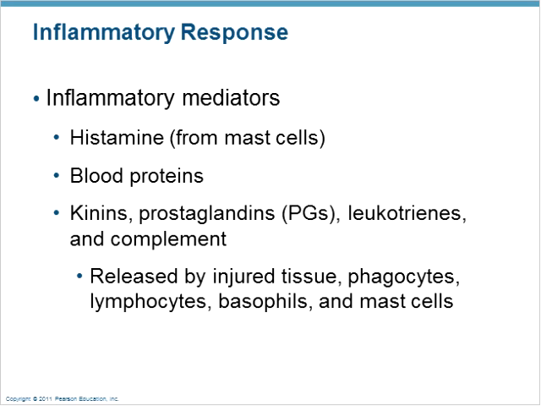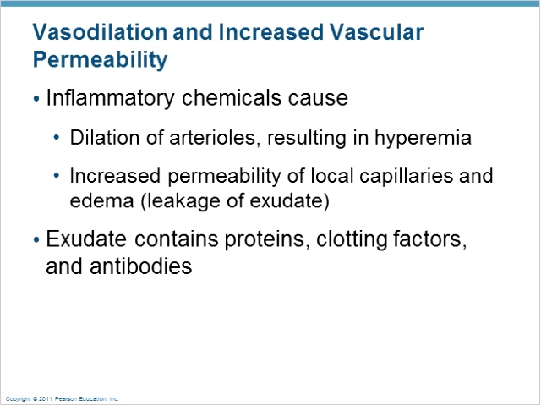The inflammatory mediators, the chemicals that help to create the inflammatory response, are histamine, and those mast cells actually contain little granules of histamine. Blood proteins, those proteins in the blood that perpetuate that. Kinins, prostaglandins, PGs, leukotrienes, and complement, which help to perpetuate the inflammatory response. And those are released by injured tissue, by the phagocytes we talked about, including macrophages and neutrophils, the lymphocytes we talked about, basophils, and mast cells. So you kind of get an idea where we're at now.